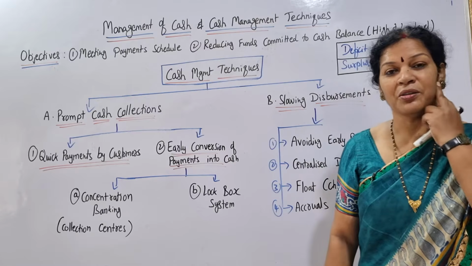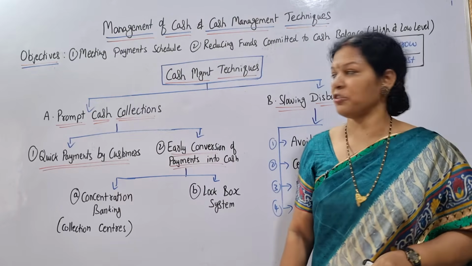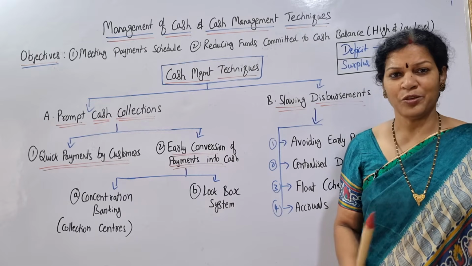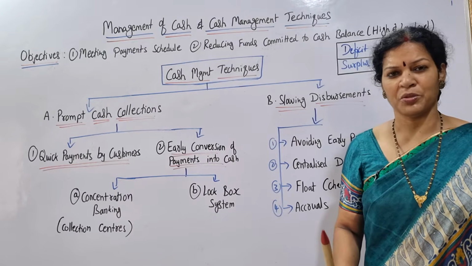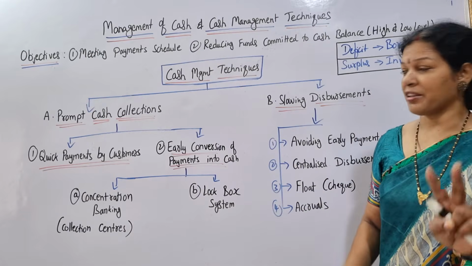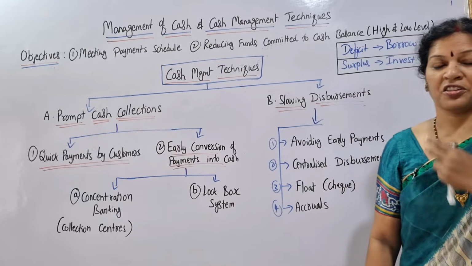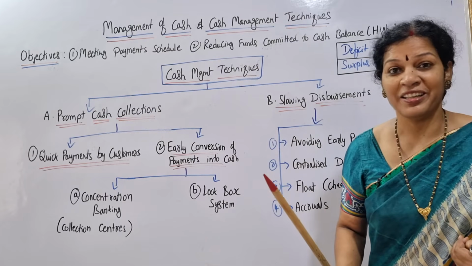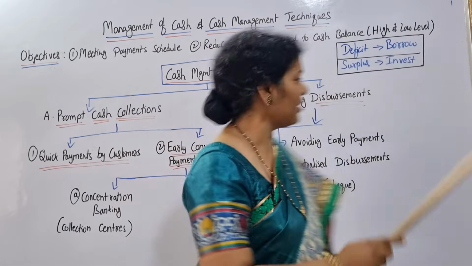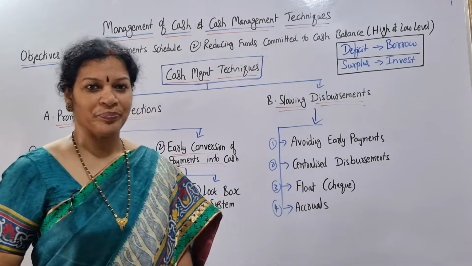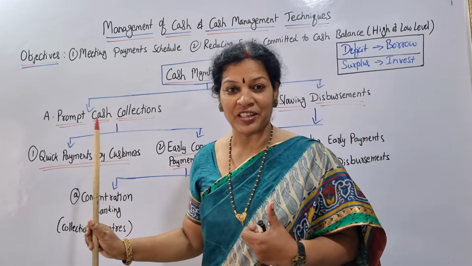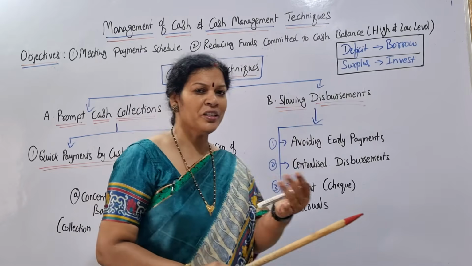Now let's see what the techniques of cash management are. Easily you'll be able to remember. It is a simple concept. Focus just 5-10 minutes. Two techniques are there. One is prompt cash collections. We have to collect it promptly. The second one is slowing disbursement.